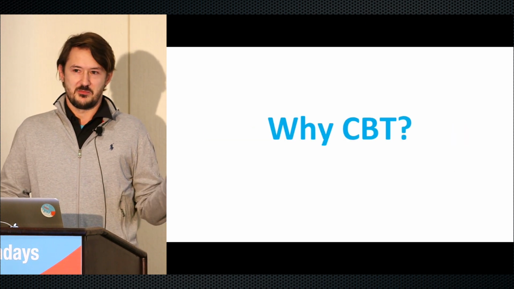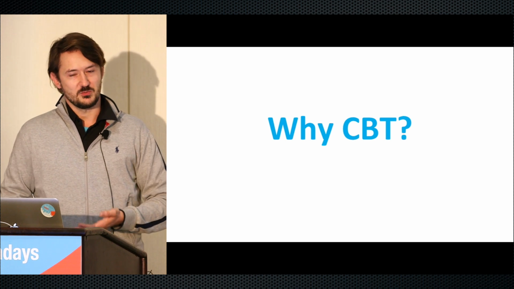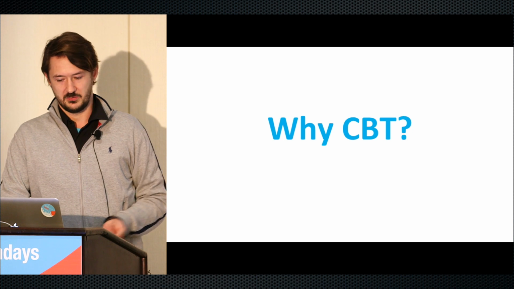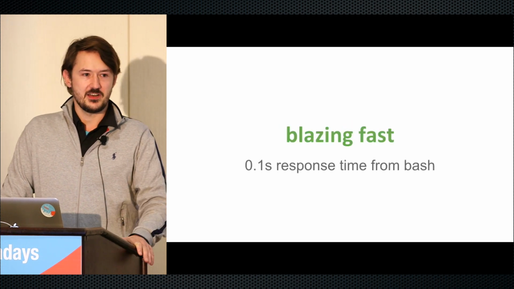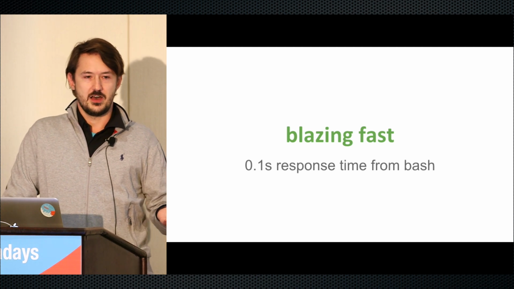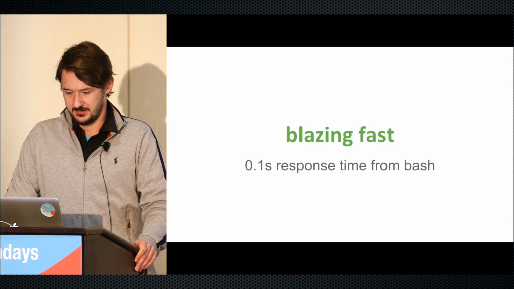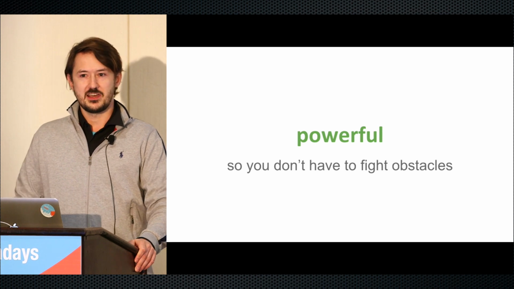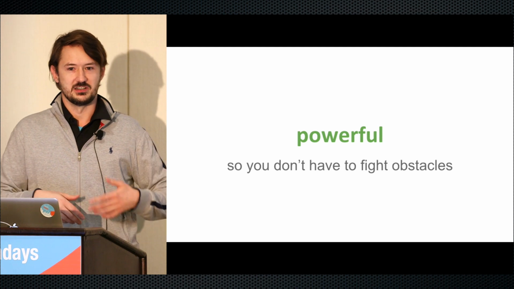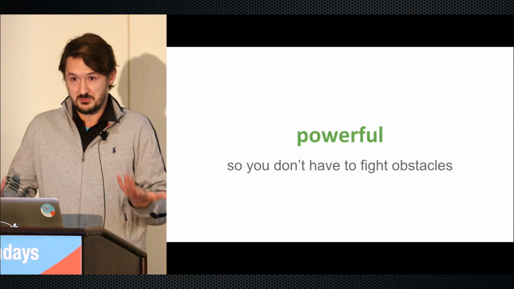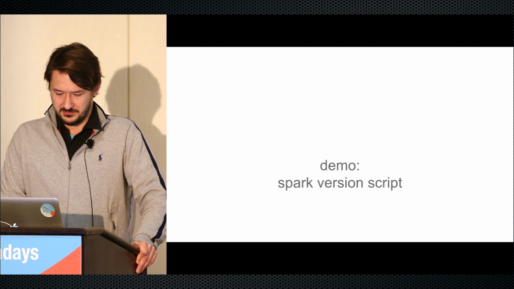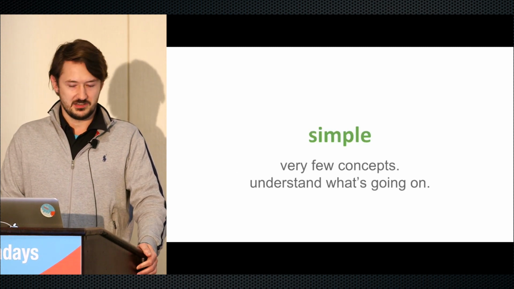Right, and so that's why I care about this topic, but why would you care about CBT, or why is CBT an interesting way to do this? One is it's very fast, so you can invoke it straight from Bash, and it usually has response times of under 100 milliseconds. We'll see that in a second. It's powerful in that you don't run into stuff like having to write a Bash script to replace your Scala version to cross-build. It's an expressive enough model to express all these things that you want to express. I have seen that. And at the same time, it's simple, so it's actually very easy to use.